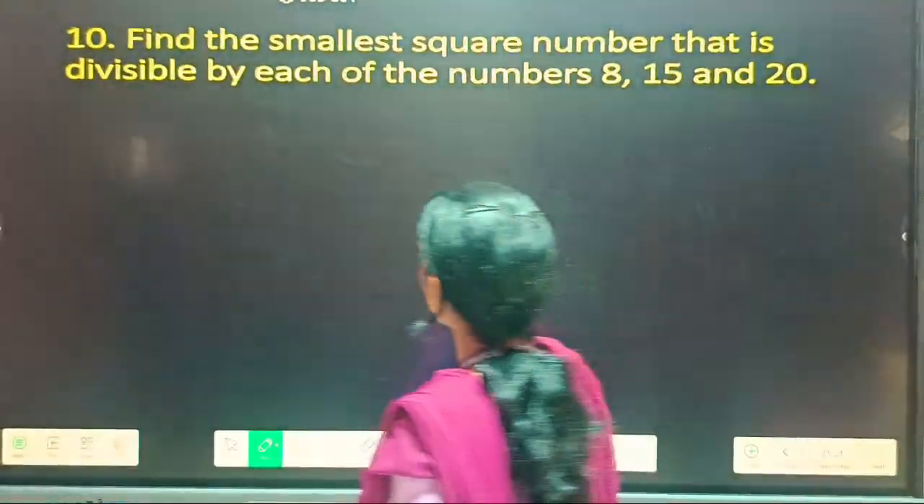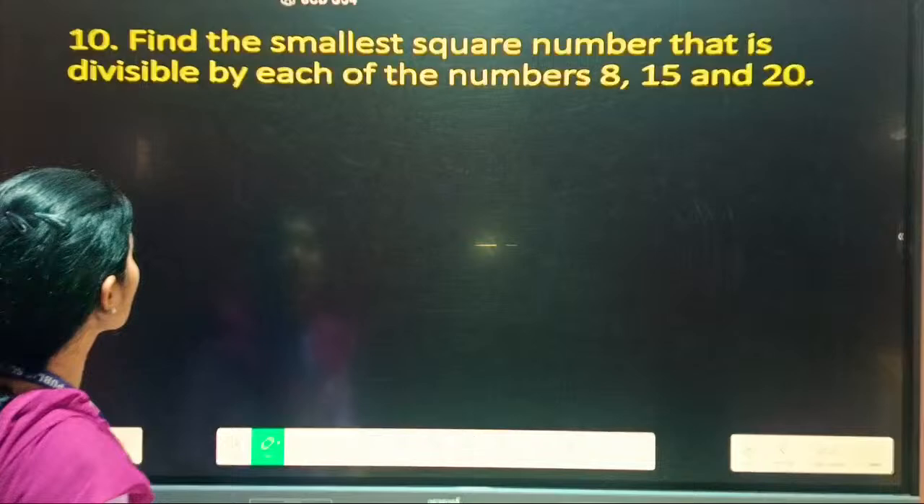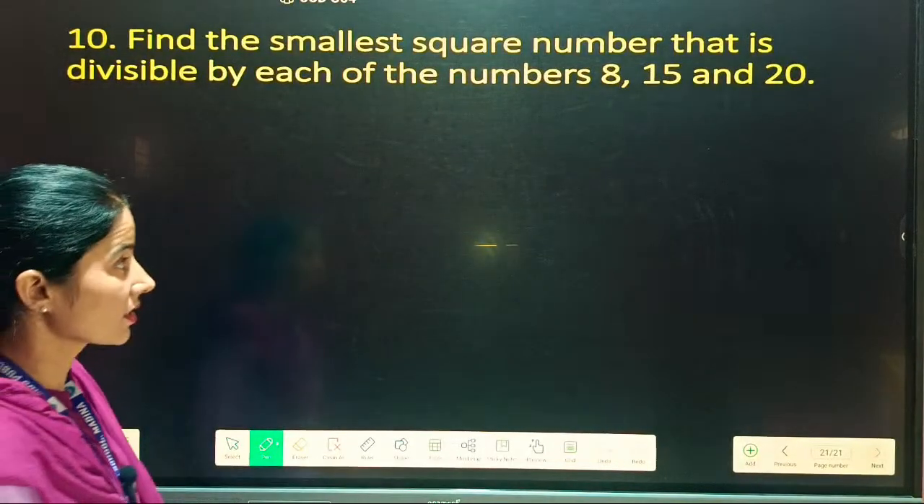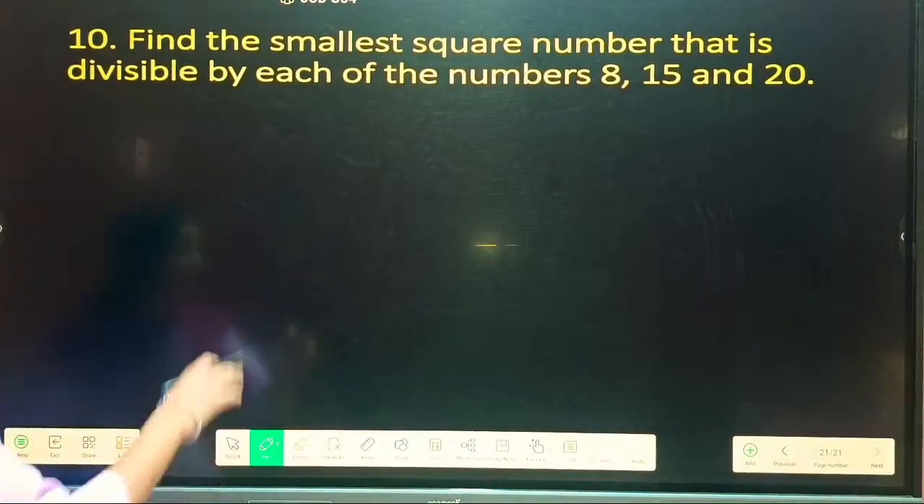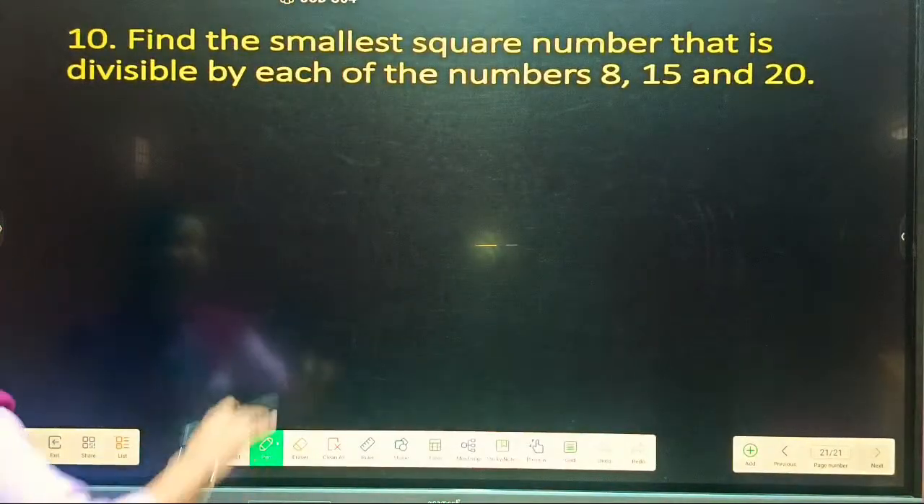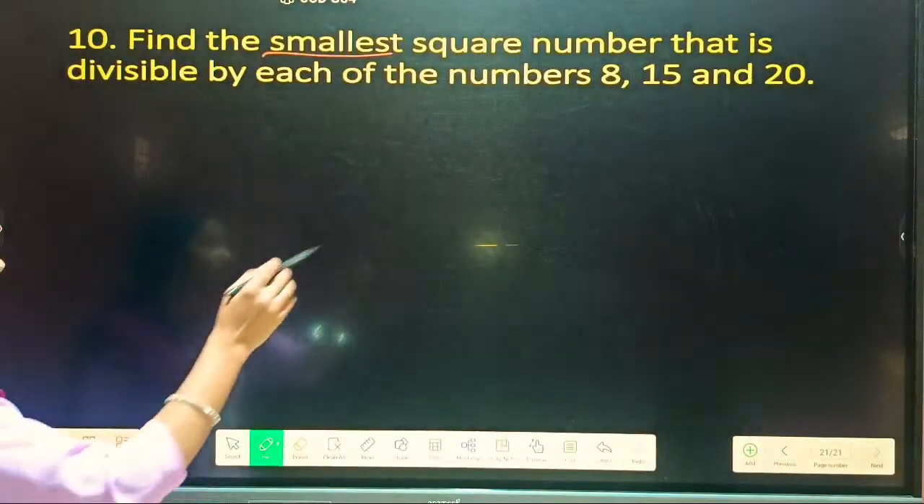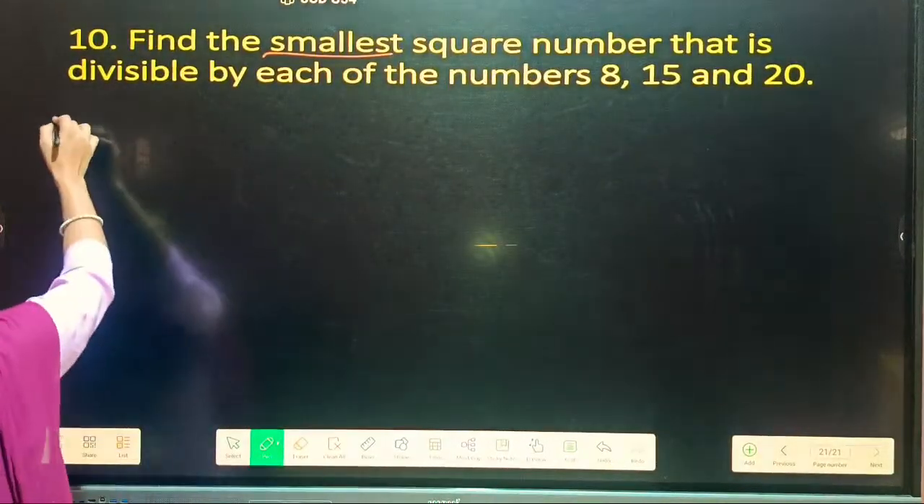Next is: find the smallest square number that is divisible by each of the numbers 8, 15 and 20. The question is the same, and we are going to do this question also in 2 steps. First I'm going to find the smallest number, and what is the smallest number? The LCM of these three numbers.